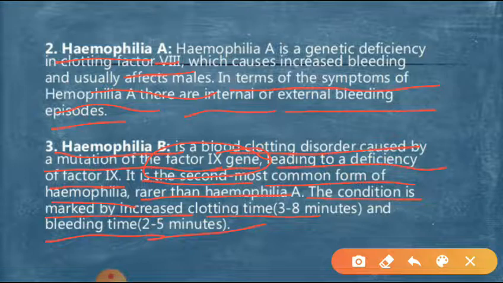What are the symptoms of this hemophilia B? The condition is marked by increased clotting time. If any wound takes place, what will happen? That blood will not clot. Clotting time is very long, that is 3 to 8 minutes, as well as bleeding time 2 to 5 minutes. If any cut forms in our body, then blood will come out. That bleeding will last 2 to 5 minutes. So these are the symptoms of hemophilia B. It is rarer than hemophilia A.